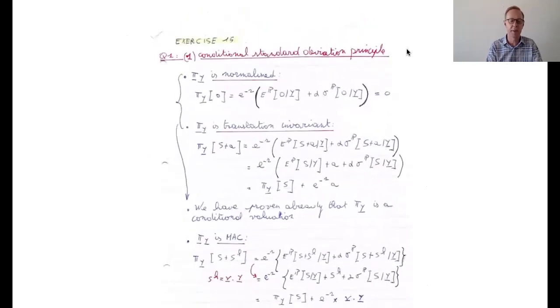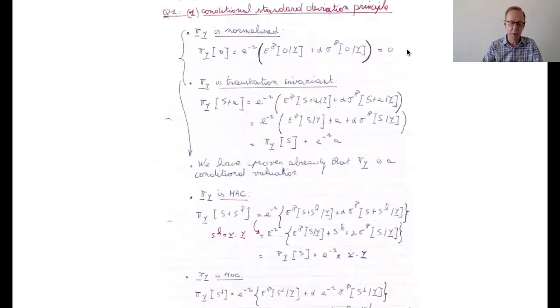Let's have a look at the first part, the conditional standard deviation principle. First of all, we have to prove that it's normalized and translation invariant. Normalization means that we have to prove that pi y of 0 is equal to 0. This is straightforward to verify. Pi y also has to be translation invariant, so that means that pi y of s plus a is pi y of s plus the discounted value of a. Well, this is also easy to verify. So given that pi y is normalized and translation invariant, we have already proven that pi y is a conditional valuation.